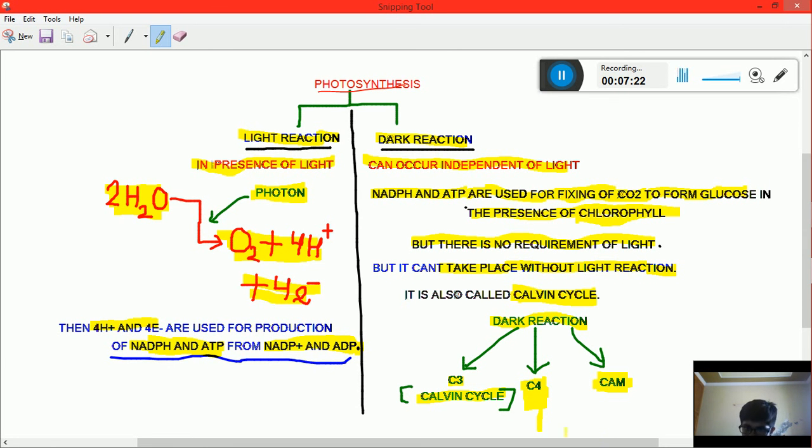So I'm going to make a video of these two topics and also of light reaction. I will make the next video of light reaction when I make a video of photosynthesis.